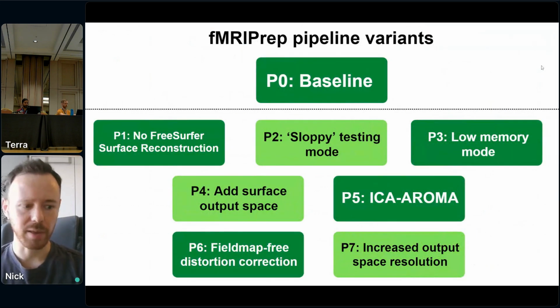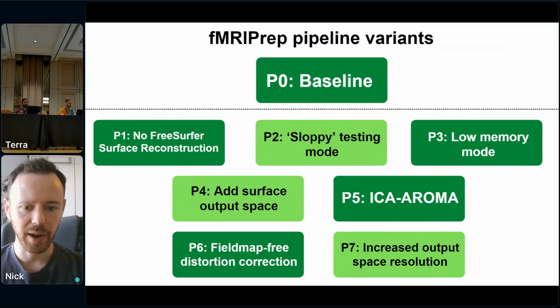So we ran this same data through 8 different versions of fMRIPrep. This included a baseline pipeline with settings kept largely at default, one where we removed FreeSurfer surface reconstruction, which is normally there by default, and a sloppy testing mode you can implement in fMRIPrep, which basically cuts corners on registration, intended for when you're testing the feasibility of a pipeline.